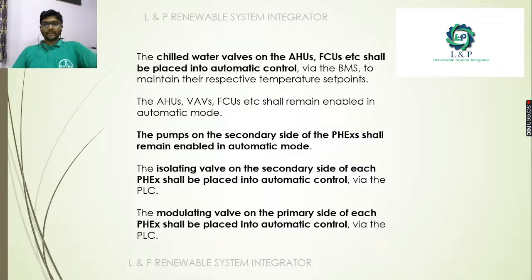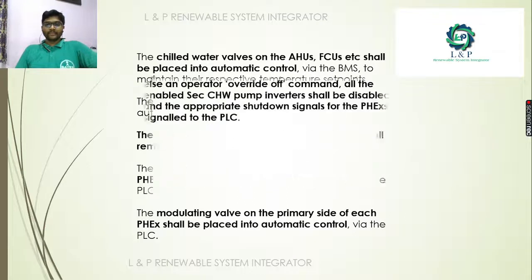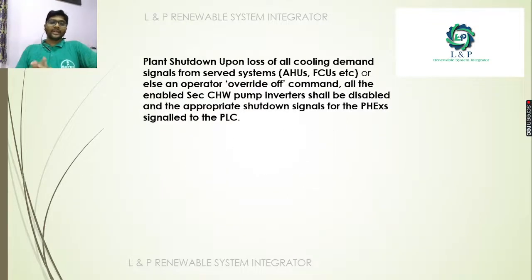So once the automatic mode is enabled, everything, that is the pumps on the secondary side, isolating valves on the secondary side, modulating valves on the primary side, should be in auto control. We have to ensure it. And when the plant shutdown happens, if there is no demand from the air handling units and the fan coil units which are serving the field side, automatically the entire system will get shut down one by one in sequence.